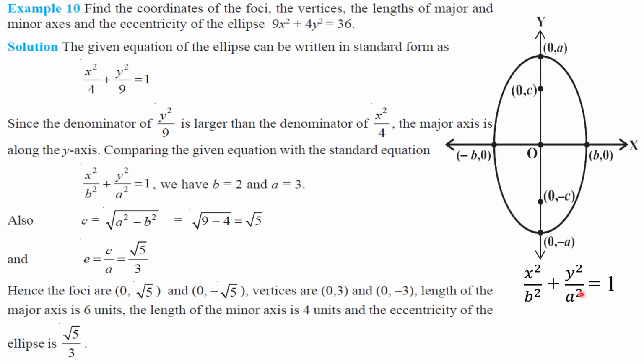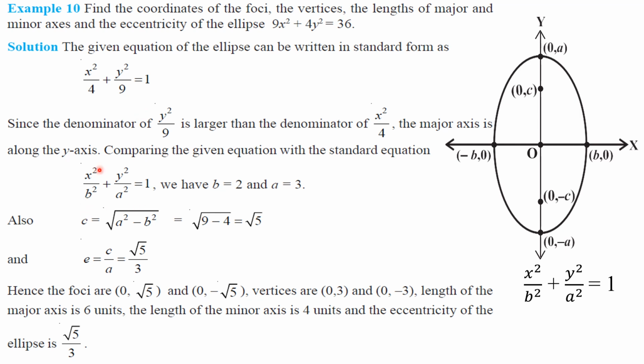Okay, my children, right? Now comparing the given equation with the standard form, x square by b square plus y square by a square is equal to 1. Understood this step, my children? Why are we comparing this equation of the ellipse with this equation of this ellipse? Because of this reason, we are comparing the given equation of the ellipse with this equation. Then what will you get?